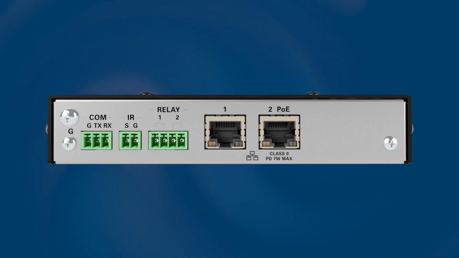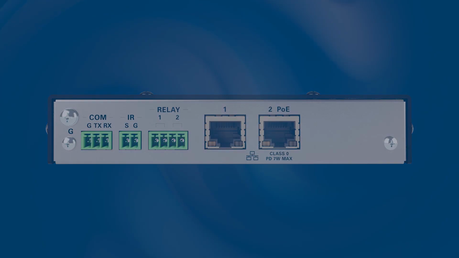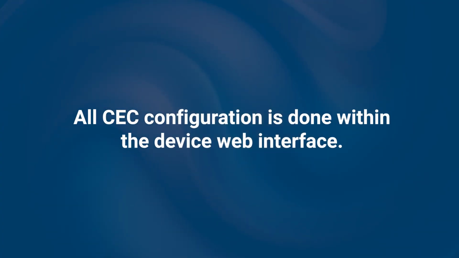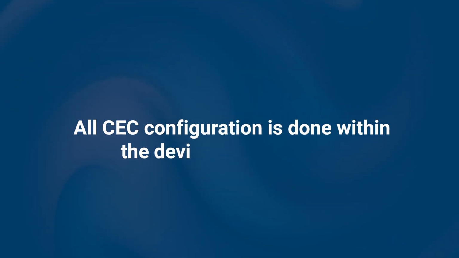Depending on your application, you can connect the RS-232 port, the IR port, or the relay ports. These can all be configured through the web interface. For example, if we wanted to send a CEC, or Consumer Electronics Control, command to power the display on when sync is detected on the HDMI input, we can configure this in the web interface. CEC commands are sent out to the HDMI output port once configured.